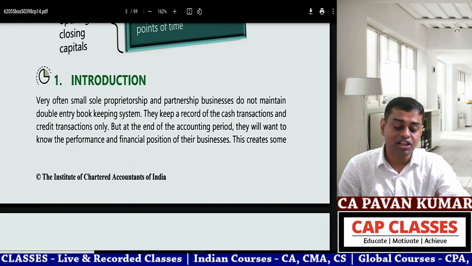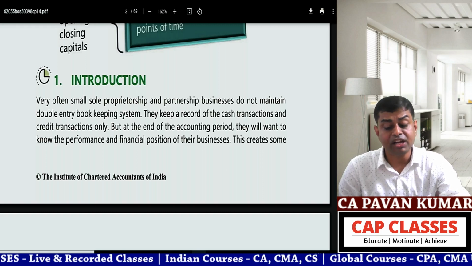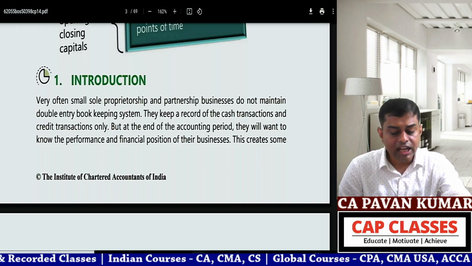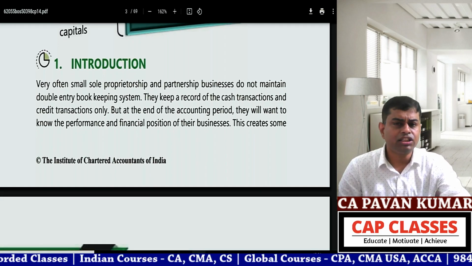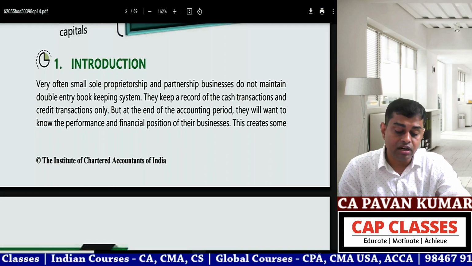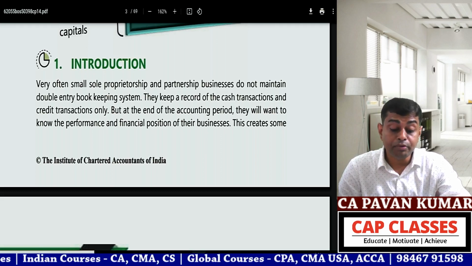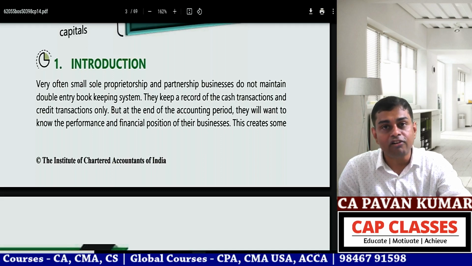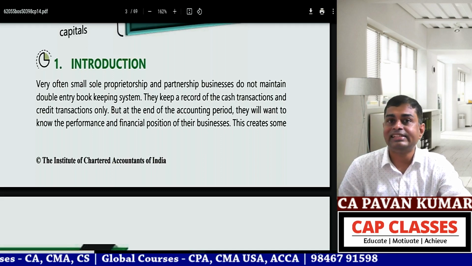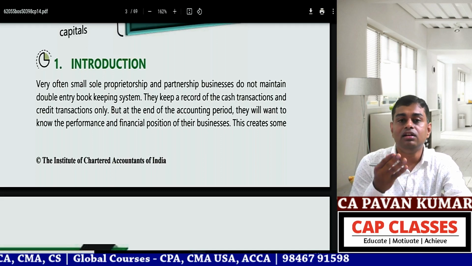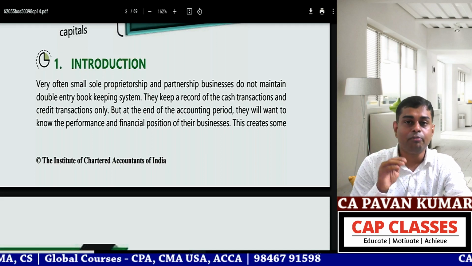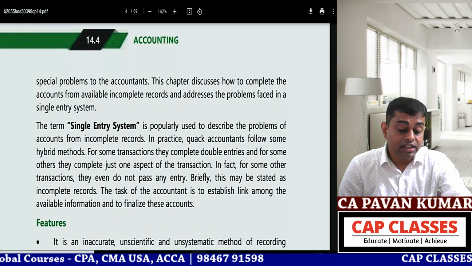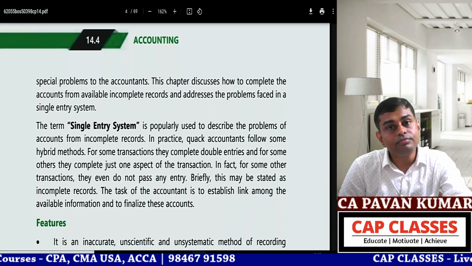Introduction. Very often small sole proprietorship and partnership businesses do not maintain a double entry bookkeeping system. They keep a record of cash transactions and credit transactions only, but at the end of the accounting period, they will want to know the performance and financial position. So throughout the year, 364 days, no accounting. Final day, they'll come and say, sir, what is my profit, sir? Hey, idiot, if you want to know profit, you need to make proper accounts. No, sir, I do not know accounts, sir. Okay. This creates some special problems for the accountant.